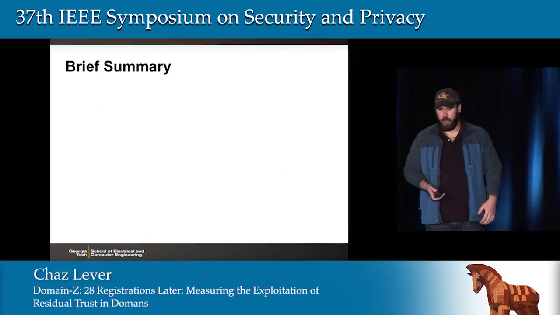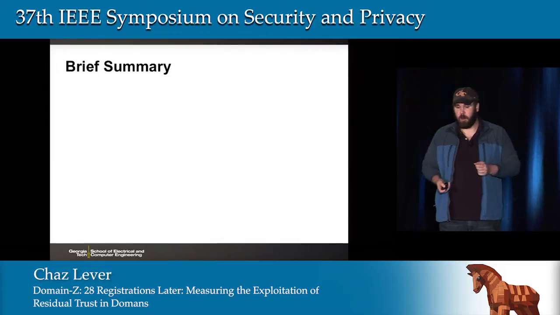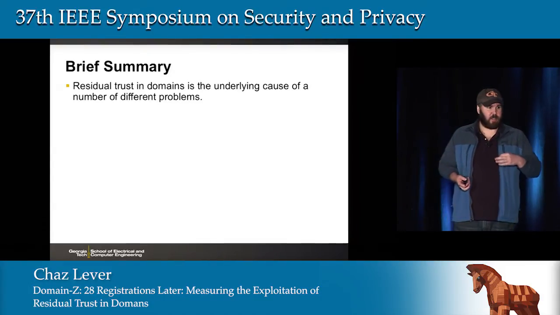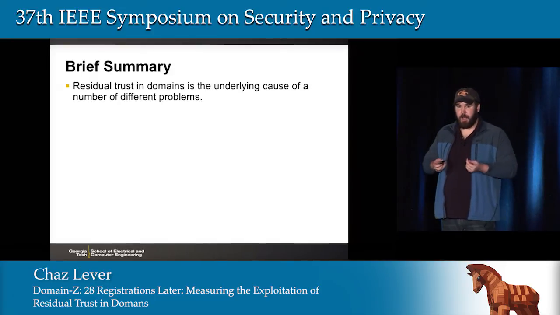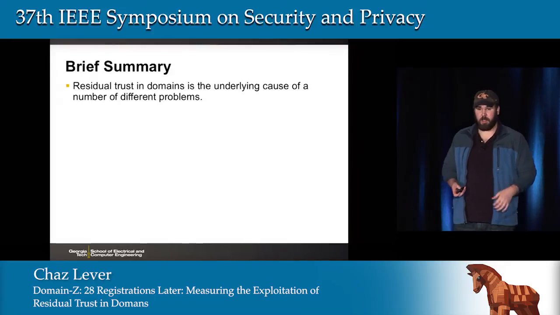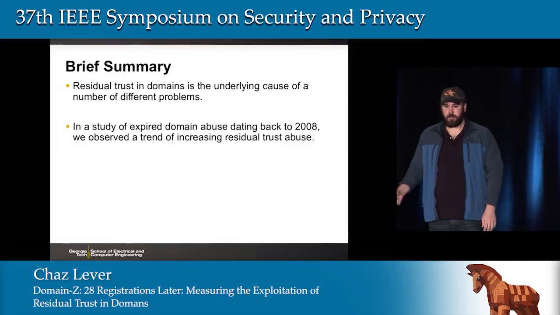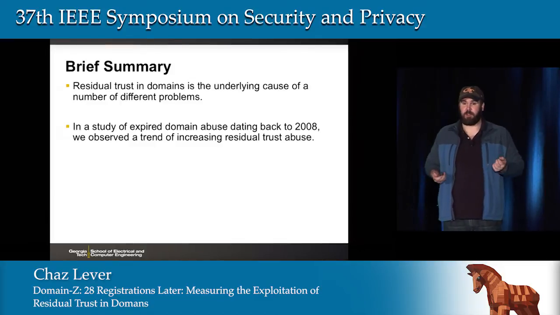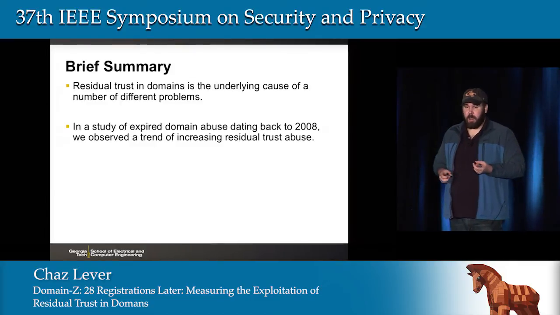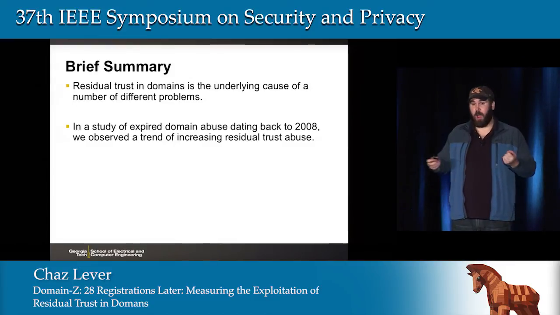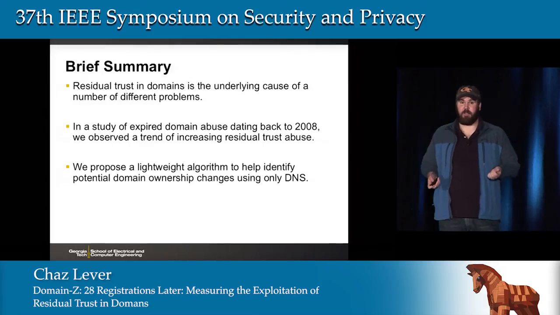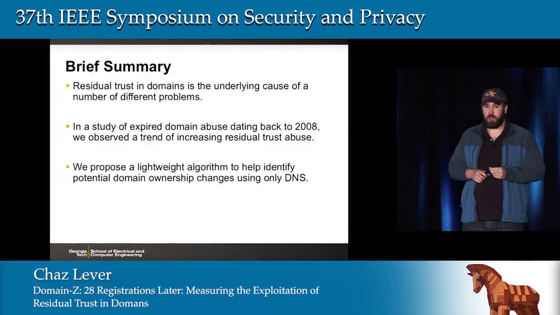Just want to summarize what we've talked about briefly here. First is that we identified this idea of residual trust, and we saw that it causes a number of different problems that sometimes seem like they might be caused by different things, but the underlying cause was residual trust. Next, we looked at a long-term study of expired domain abuse dating back to 2008, and we observed not only that this residual trust abuse does actually occur, but that it seems to be on the rise. And then last, we proposed a lightweight algorithm to help us identify these potential ownership changes using only DNS.